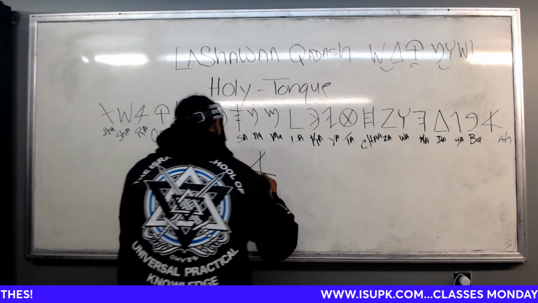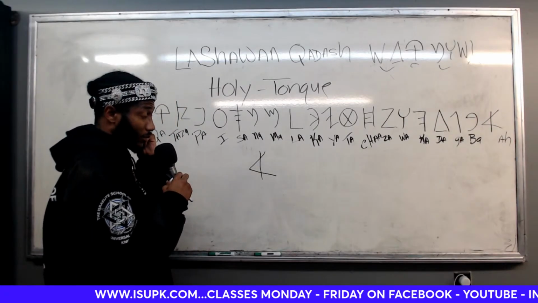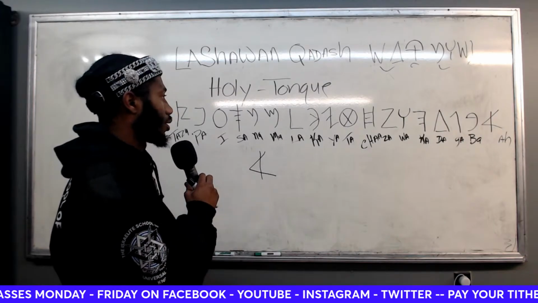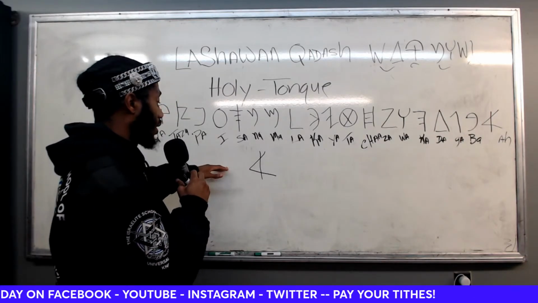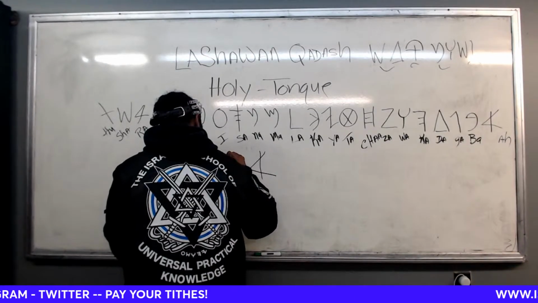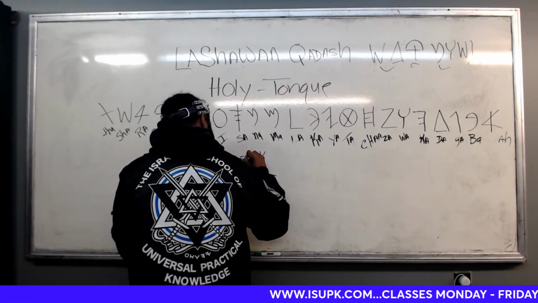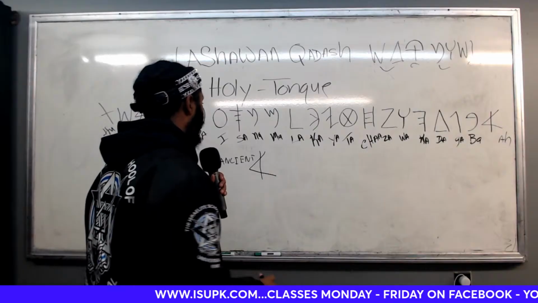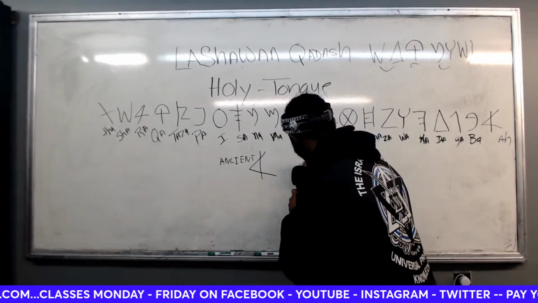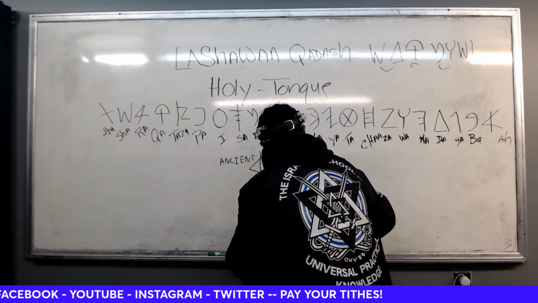That's your I. So what you first see right here is your ancient. In order to understand, you got the ancient and you got the Assyrian, you feel me? So right here we put ancient, and then this is I.